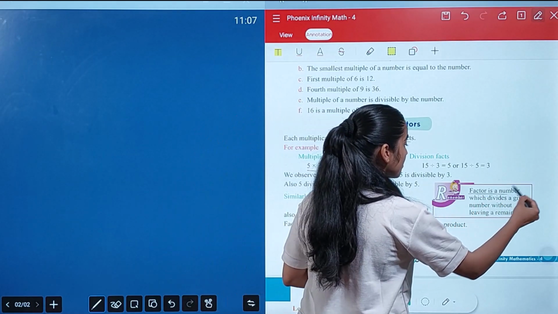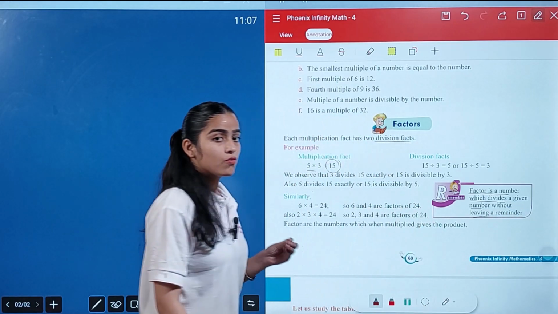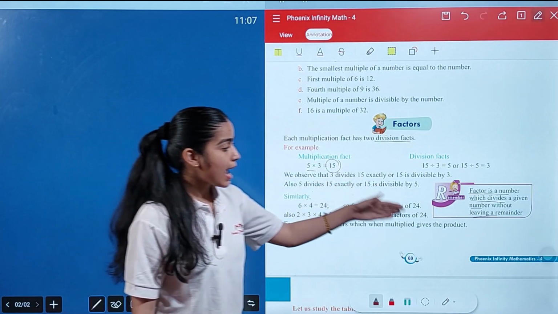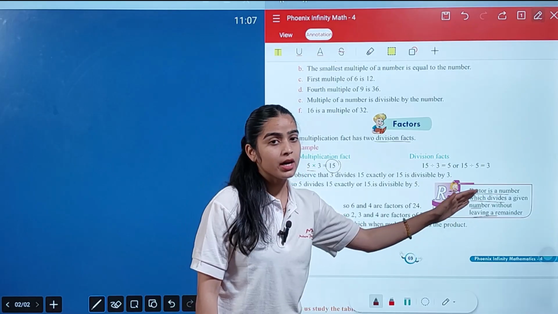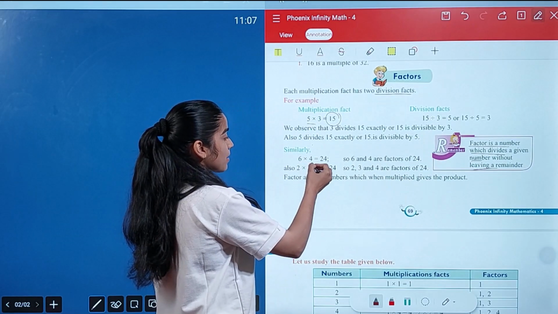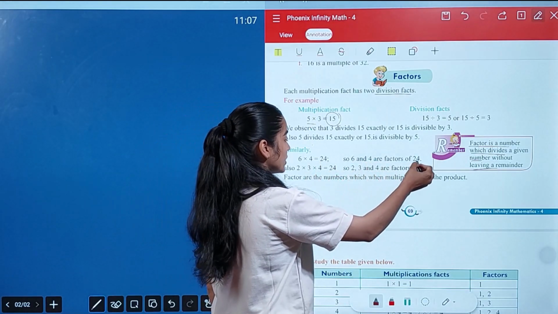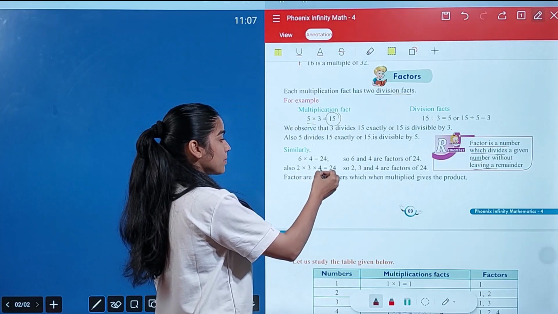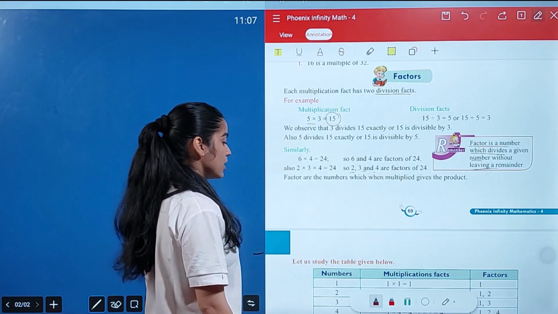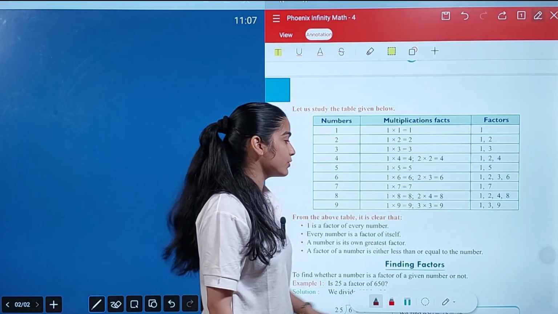A factor is a number which divides a given number without leaving a remainder. So what is a factor? When we divide a number by another number and it does not leave a remainder, this is called a factor. 6 multiplied by 4 is 24, so 6 and 4 are factors of 24. Also 2 multiplied by 3 multiplied by 4 is equal to 24, which means 2, 3 and 4 are factors of 24. So here we have multiplication facts and factors of different numbers.